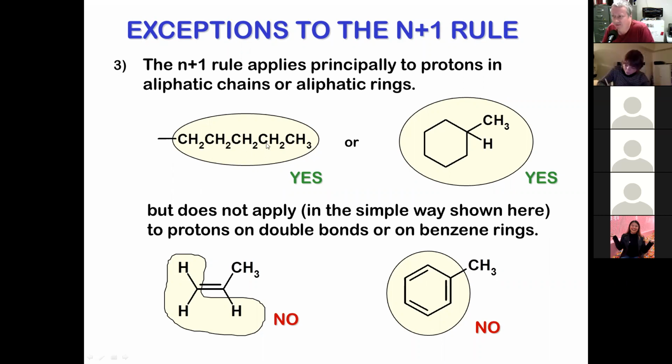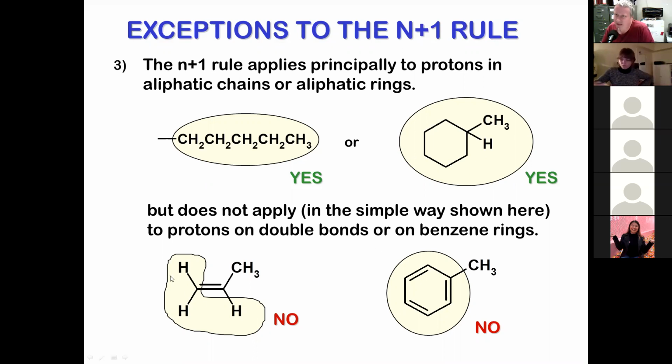This one, 5 neighbors. 5 plus 1, 6. So it's a sextet. That's what it is, 6 for sextet, right? Also, like a methyl cyclohexane. These kind of things, the n+1 rule works.